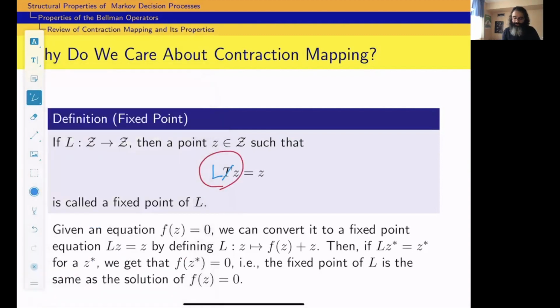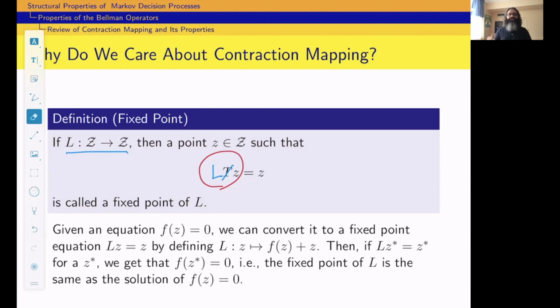So if you have an operator or mapping L, for any mapping, contraction or not contraction, so it's in general, then a point Z such that L of Z is equal to Z is called the fixed point of L. So this is basically the point that if we apply L, the mapping, to it, we get to the same point. So it doesn't change.